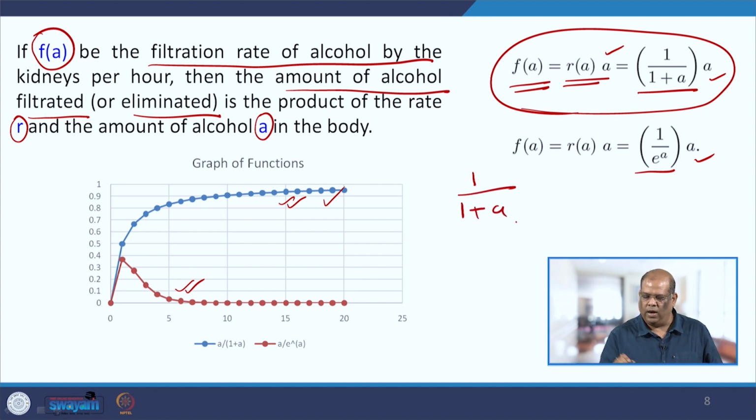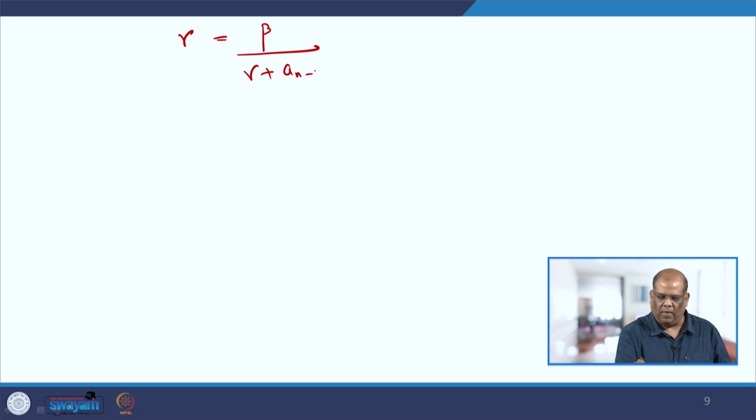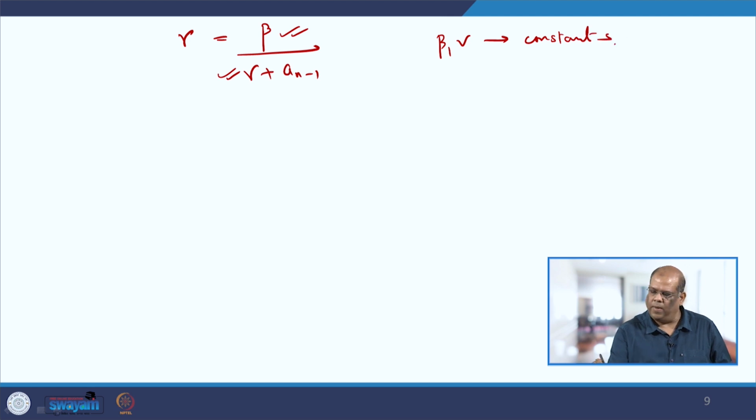So, what we do now is we have taken the rational function as 1 by 1 plus A, but we will make it a generalized one. So, the generalized function which we take, R to be some beta by gamma plus A, or gamma plus A to the power n minus 1 also. Now, we need to find or estimate the value of this beta and gamma. So, beta and gamma, they are constants depending on a particular person.